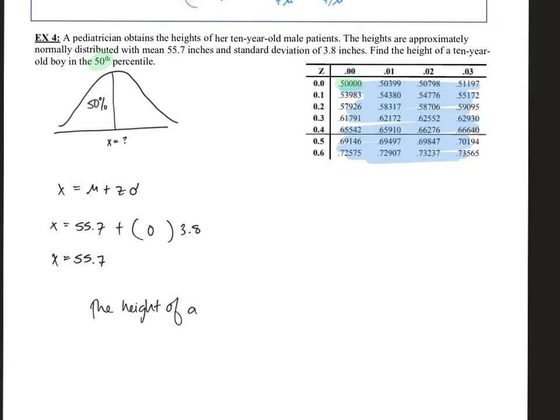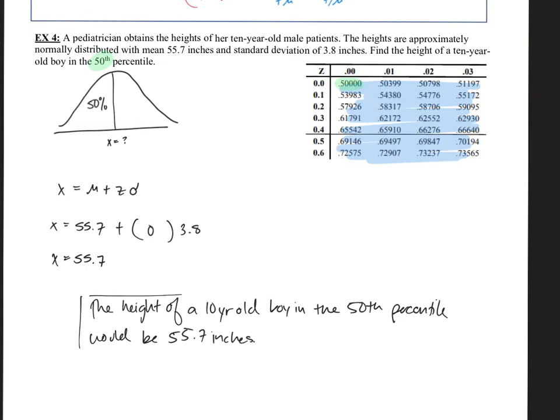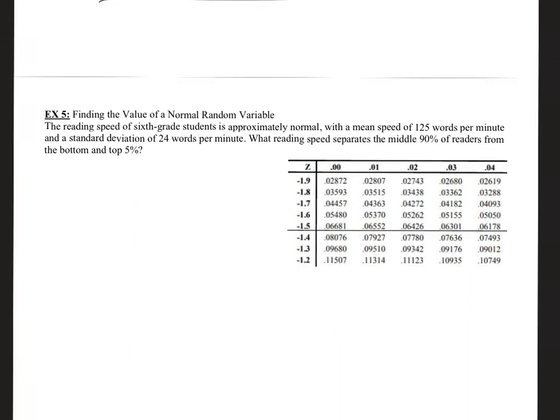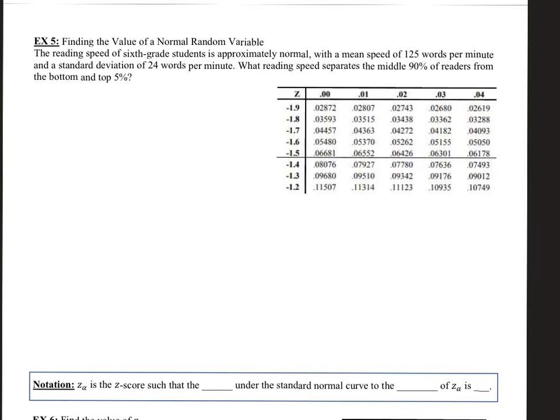So let's see, the height of a 10-year-old boy in the 50th percentile would be 55.7 inches, which also was our mean, because that is exactly half of the height. That makes sense. All right, so example 5, finding the value of a normal random variable.